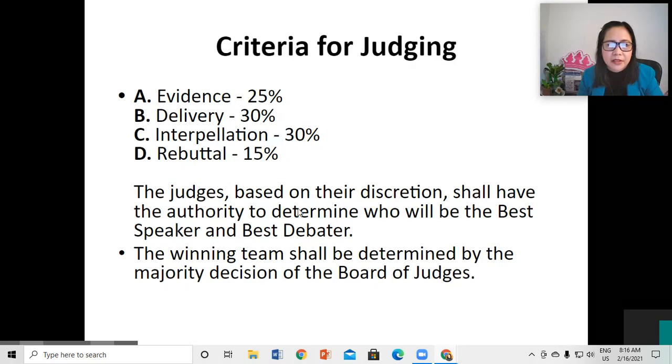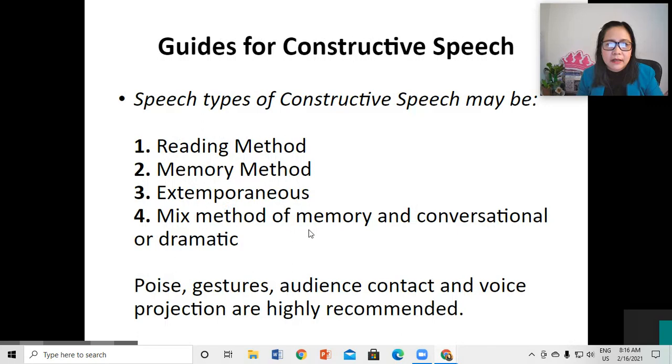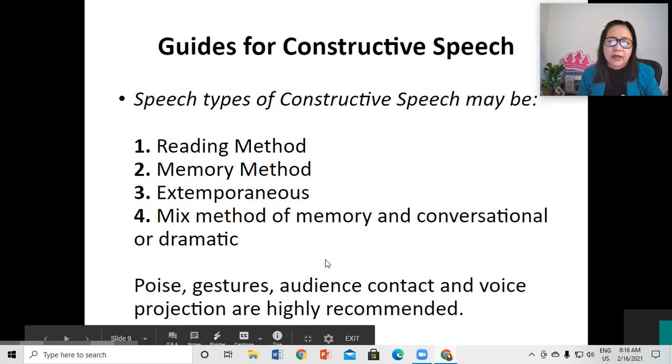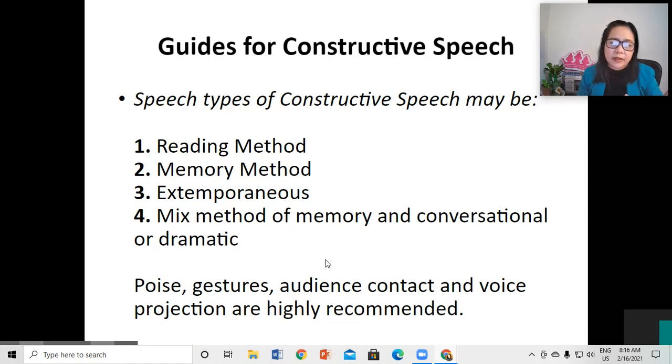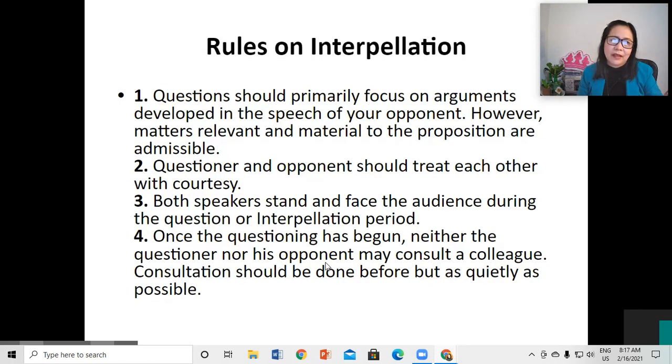This is the criteria for judging, and you can have many other ways to do your constructive speech, but I prefer the mixed method. Of course, you have to consider your voice, gestures, and audience, but because we're having it in a virtual setup, you can have it, of course, seated.